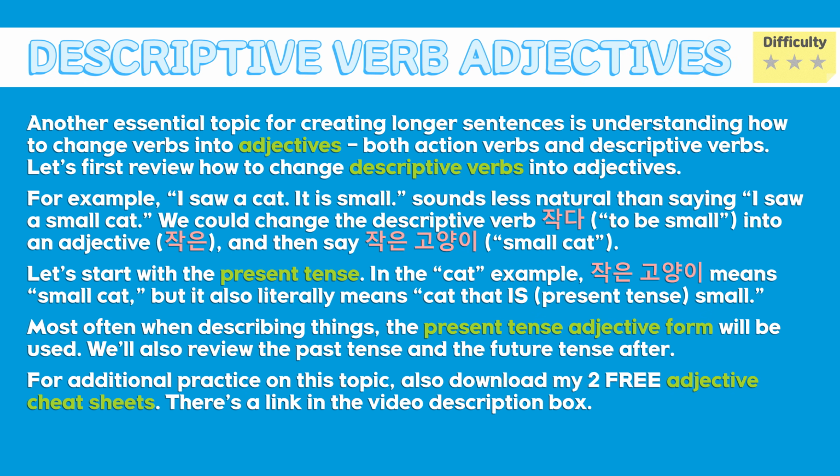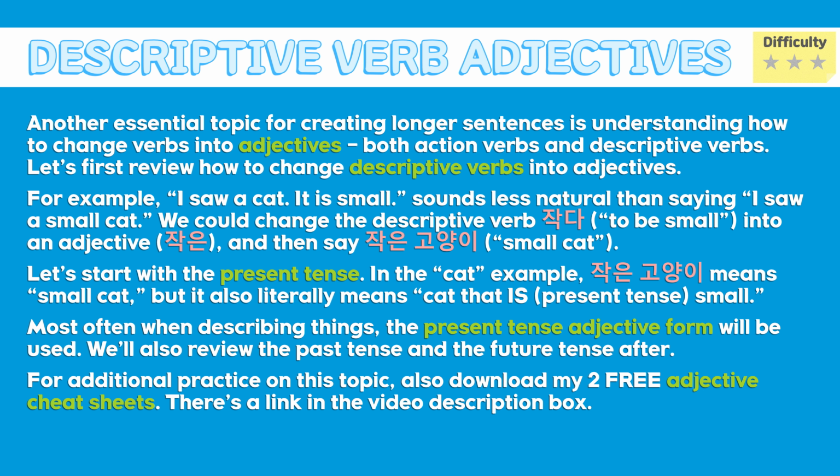Another essential topic for creating longer sentences is understanding how to change verbs into adjectives, both action verbs and descriptive verbs. Let's first review how to change descriptive verbs into adjectives. For example, I saw a cat. It is small. Sounds less natural than saying I saw a small cat. We could change the descriptive verb 작다, meaning to be small, into an adjective 작은, and then say 작은 고양이, meaning small cat. Let's start with the present tense.